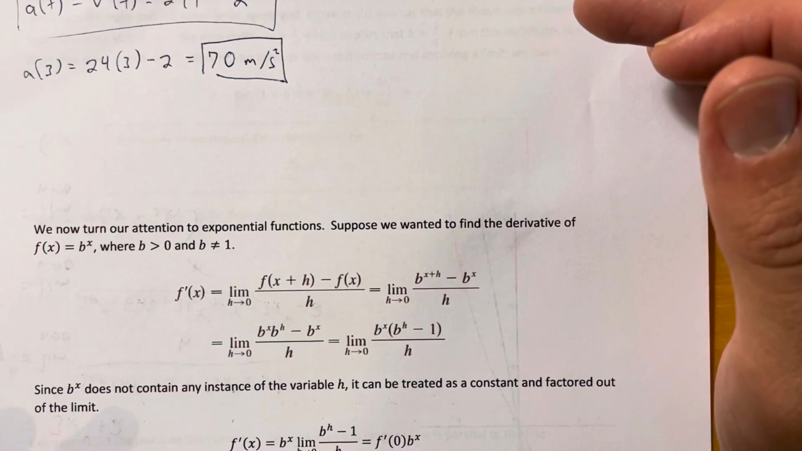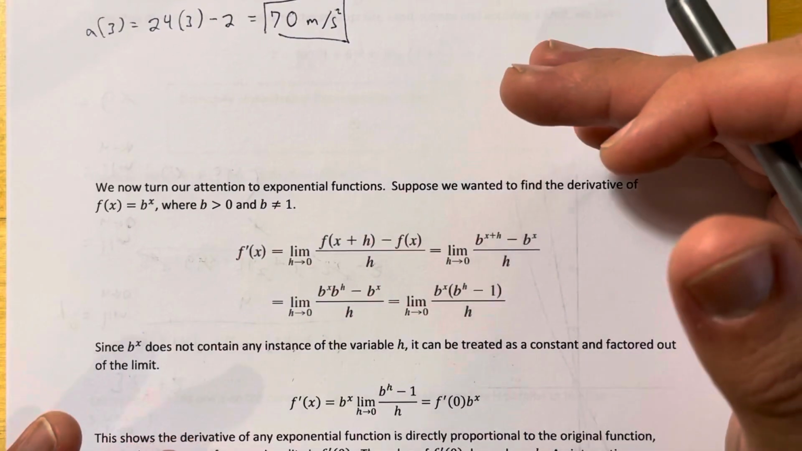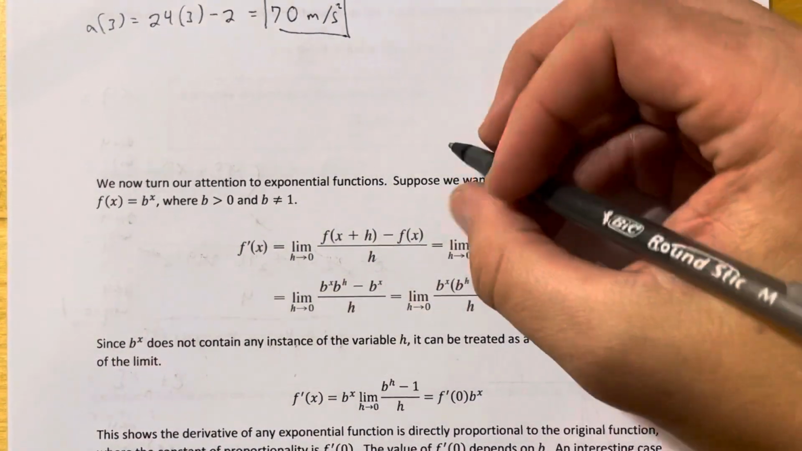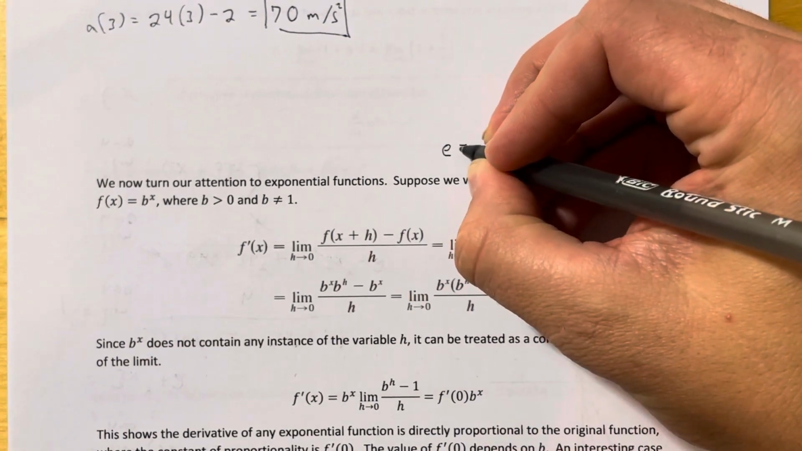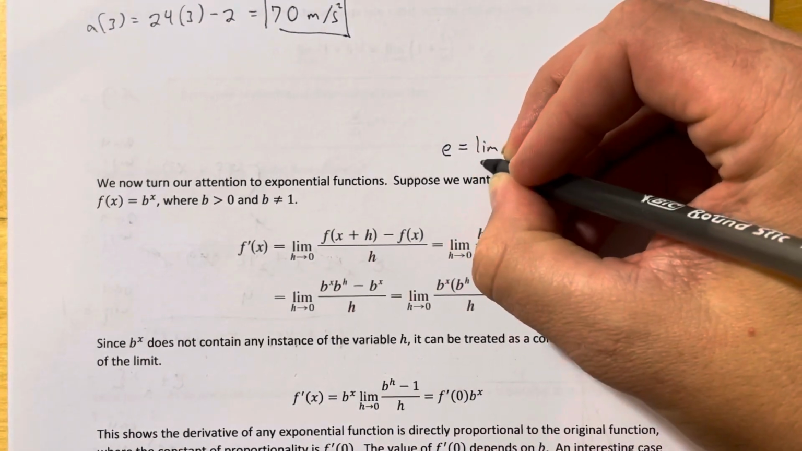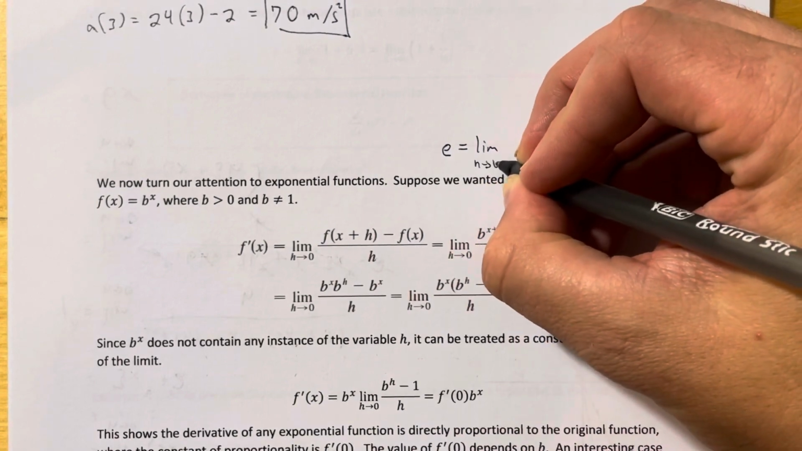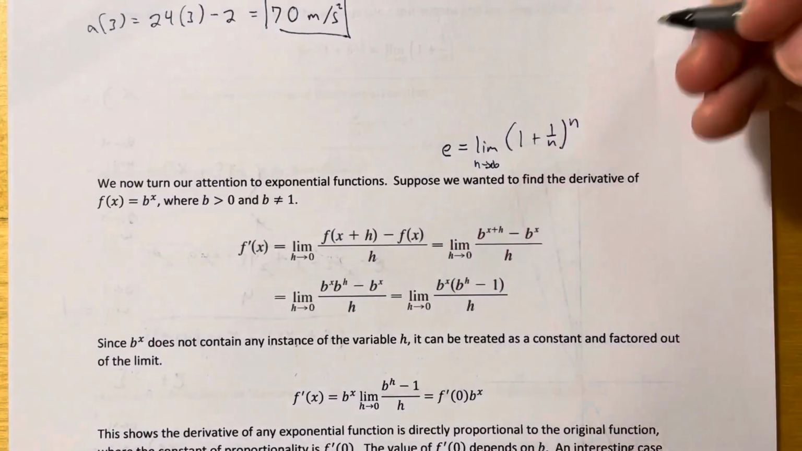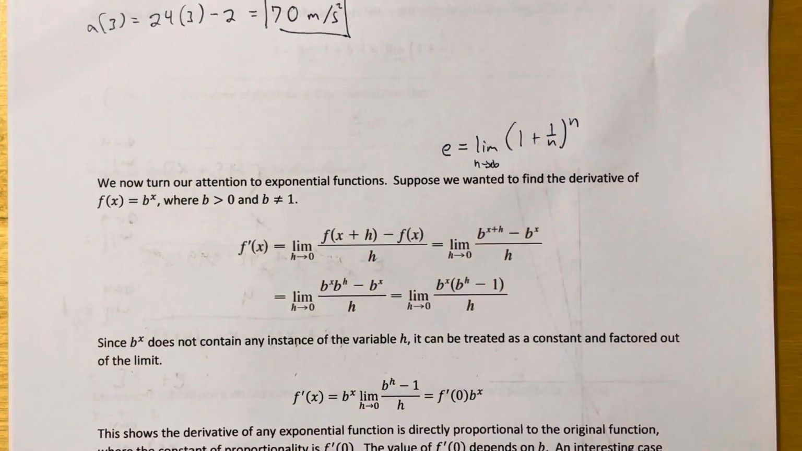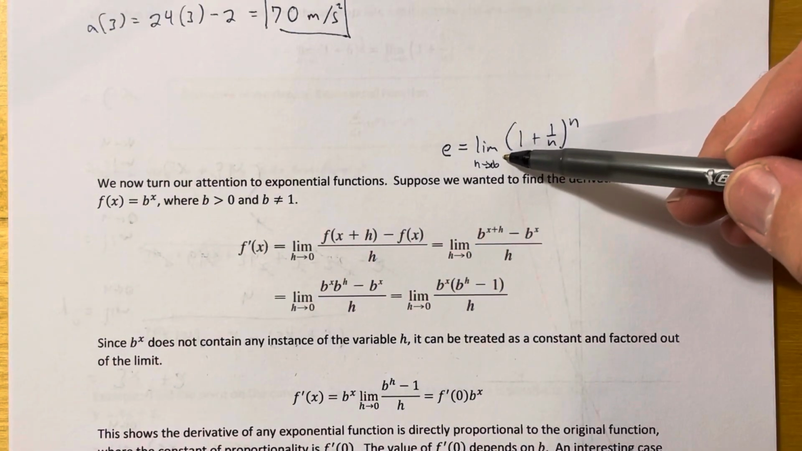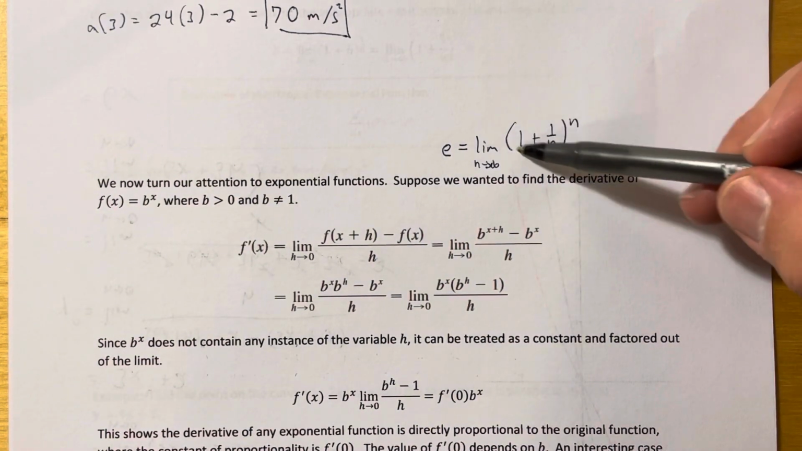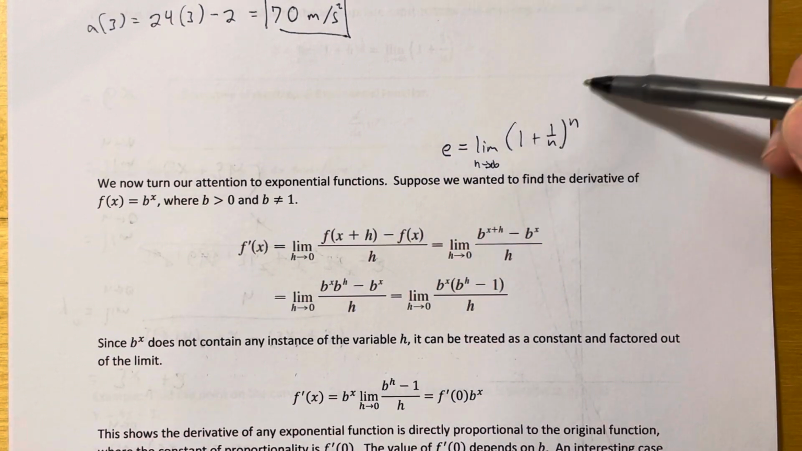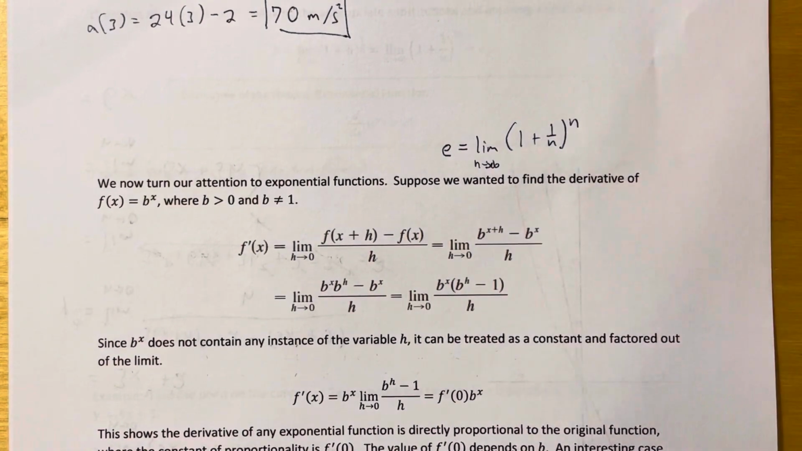It arises, I think the first time you talk about it, it'll arise in the topic of continuously compounded interest. But the number e, by definition, is this: the limit as n goes to infinity of 1 plus 1 over n to the power of n. Now, when you talk about the number e in an algebra class, you probably wouldn't have used the limit notation. You probably would have given this expression, 1 plus 1 over n to the power of n, and this would have come out of your concept of compound interest.